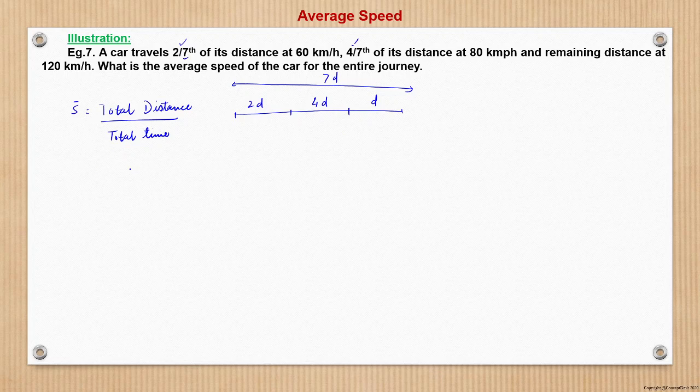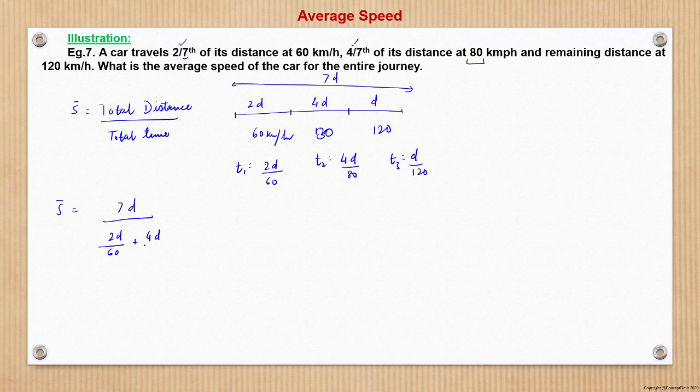So total distance is 7D, and the respective speeds are 60 kilometer per hour, 120, 80. So here T1 will be 2D upon 60, T2 would be 4D upon 80, and T3 will be D upon 120. So S bar will be 7D, that is total distance, upon total time, which is 2D upon 60 plus 4D upon 80 plus D upon 120.